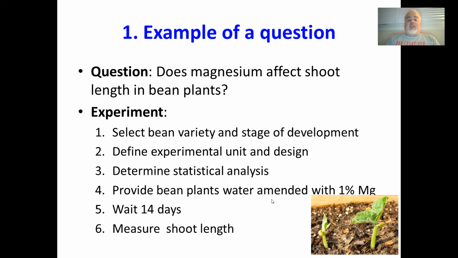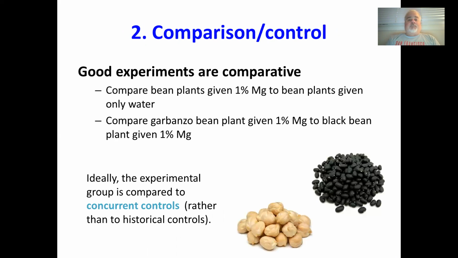So I provide the bean plants with my added magnesium. I've got a little kick with some extra magnesium in the non-control units. Don't forget, I got control units. I wait my 14 days. Again, where did that come from? That's part of the experimental design and knowledge about bean plants. And then I go and measure the shoot length and I gather my data.